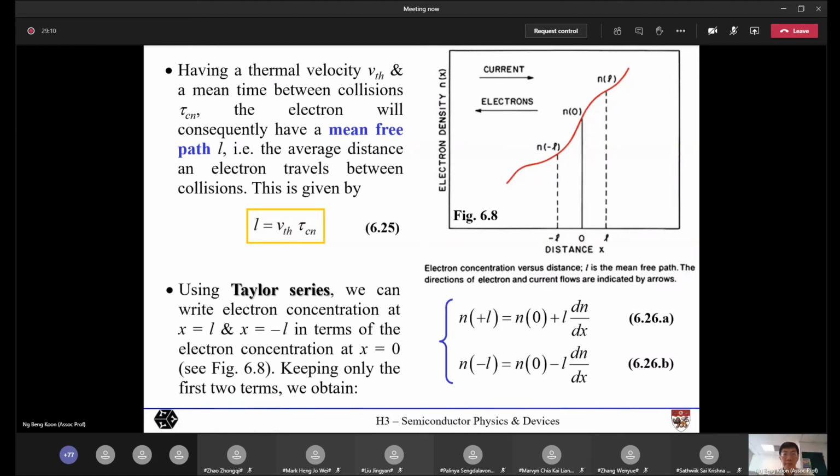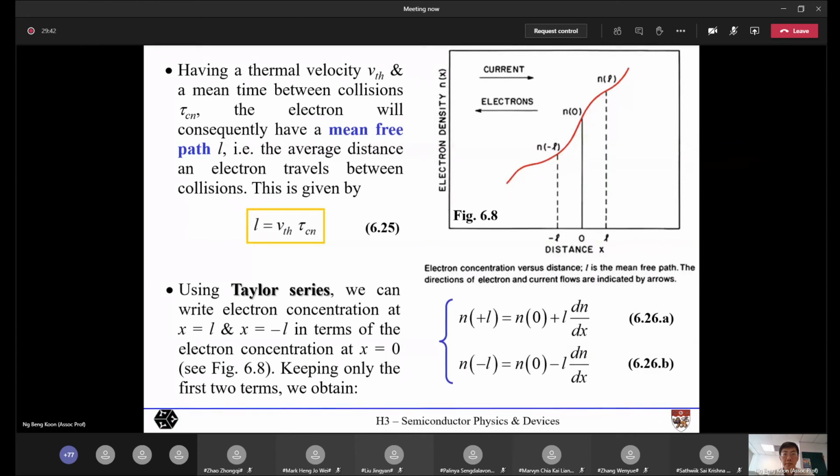Okay, so to carry out this derivation, what we can do is consider some position L to the left and right of this reference point x equals 0 in the semiconductor. Okay, so this L here is a term called the mean free path, which is essentially the average distance that an electron can travel between collisions. That means before they get scattered, the free path that it can move before it gets scattered.